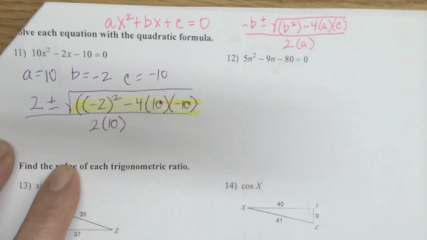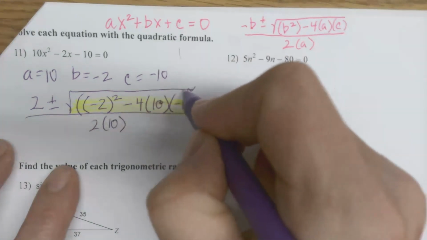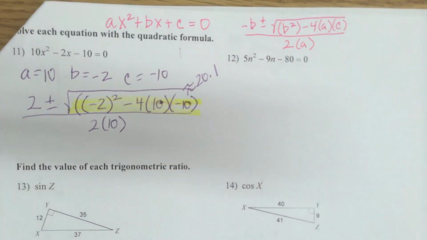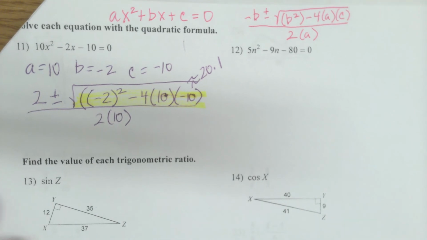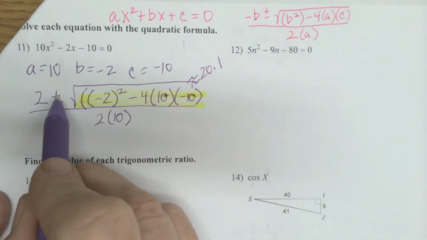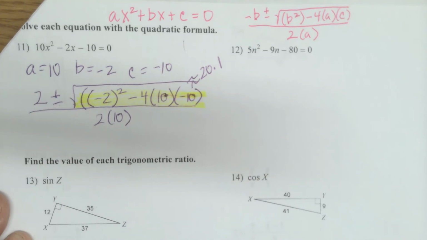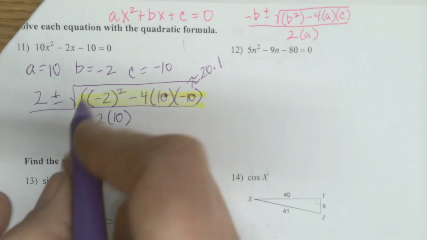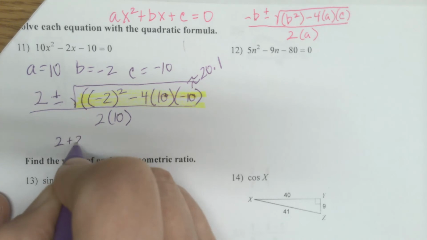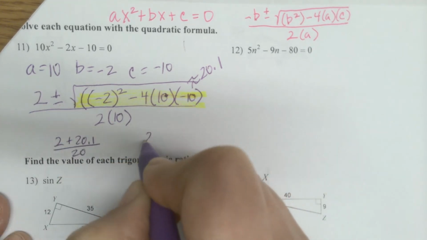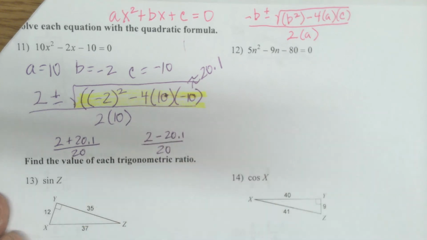So I'm going to write that down as this is roughly 20.1. Then I have two problems that I have to solve. I have to do the plus, and I have to do the minus. So it's 2 plus 20.1, hit equals, divide by 20, and 2 minus 20.1, hit equals, divide by 20.